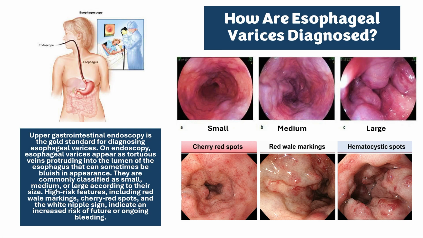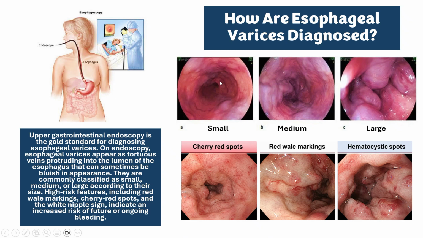So how are esophageal varices diagnosed? An upper gastrointestinal endoscopy is the gold standard for diagnosing esophageal varices. On endoscopy, esophageal varices can appear as tortuous veins protruding into the lumen of the esophagus. They can sometimes be bluish in appearance. They are commonly classified as small, medium, or large according to their size.